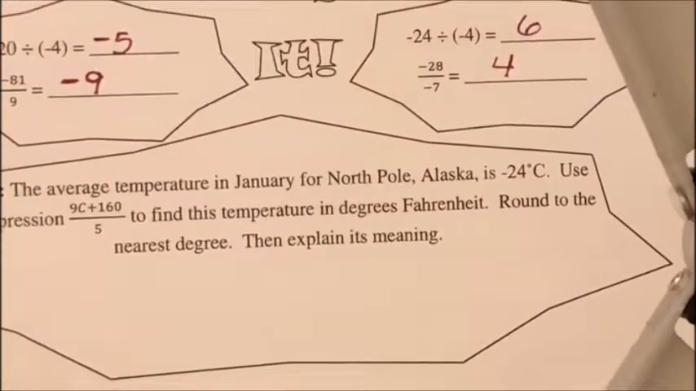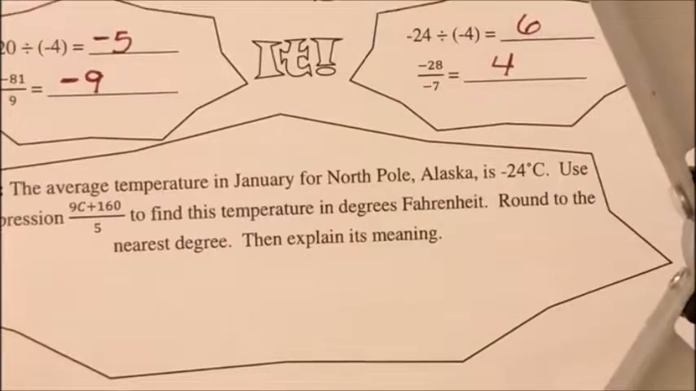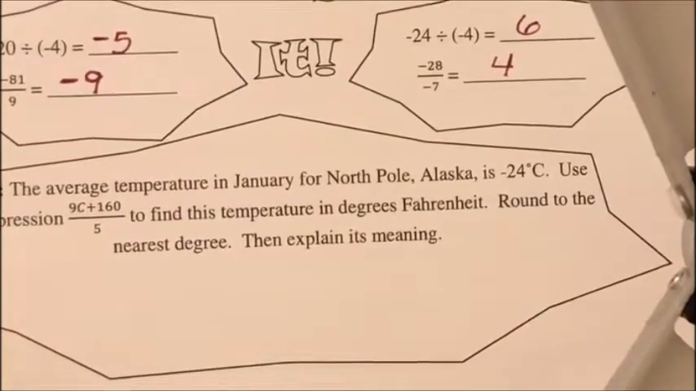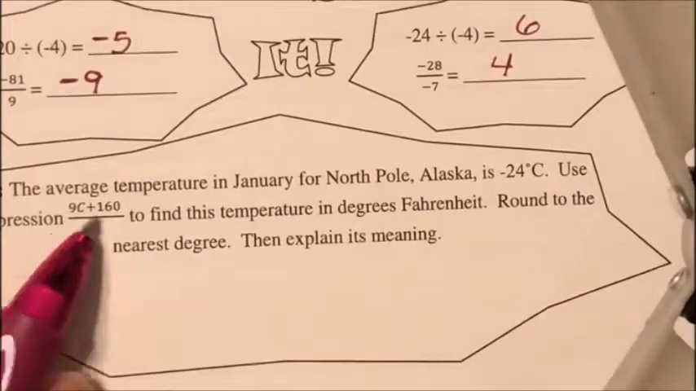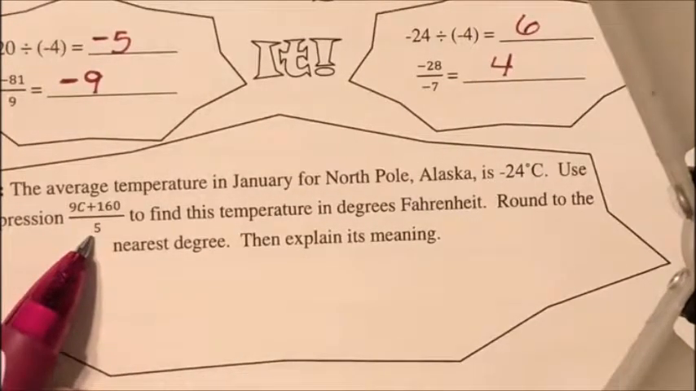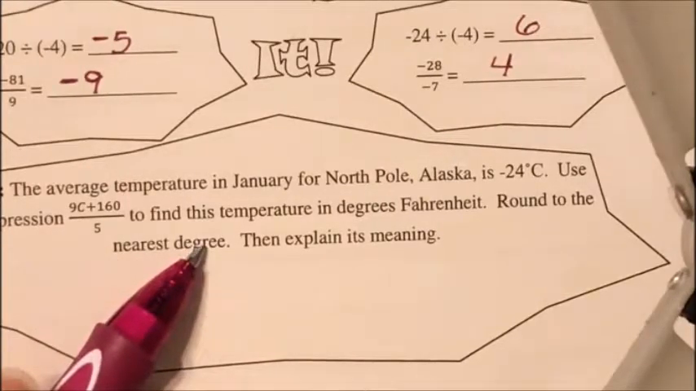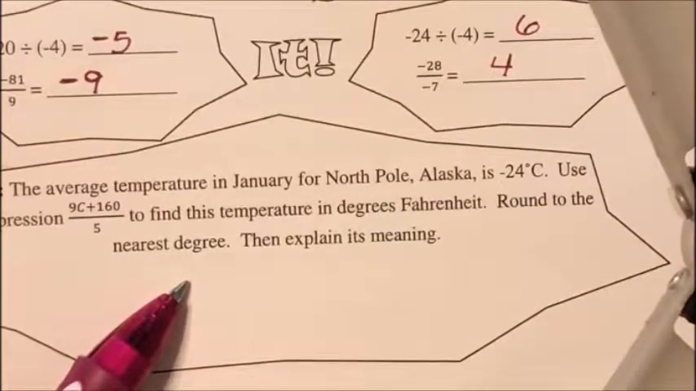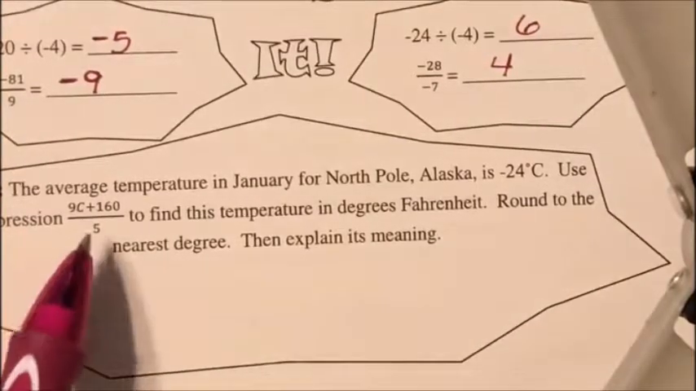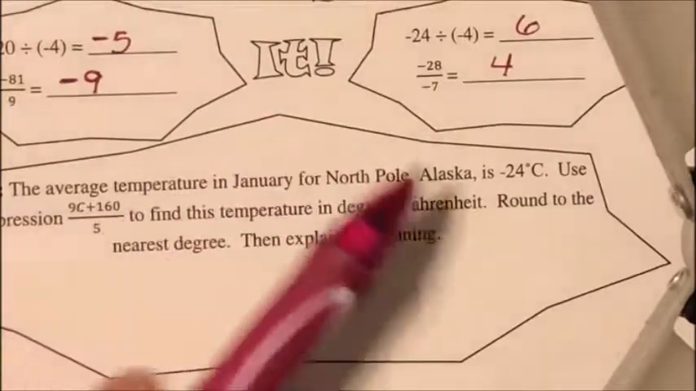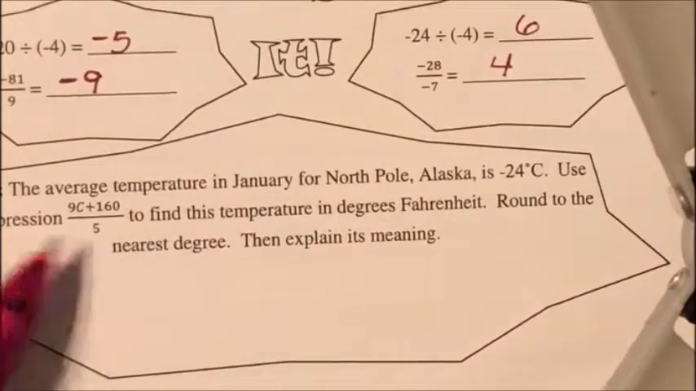It says the average temperature in January for North Pole, Alaska is negative 24 degrees Celsius. Use the expression (9C + 160) divided by 5 to find the temperature in degrees Fahrenheit. Round to the nearest degree, then explain the meaning. Basically, I'm going to take this equation that they gave me and plug in negative 24 for C.